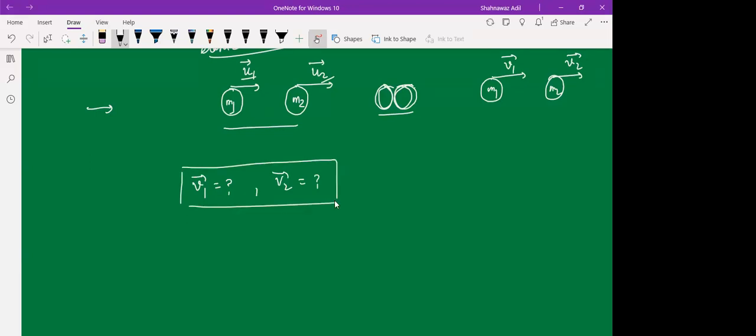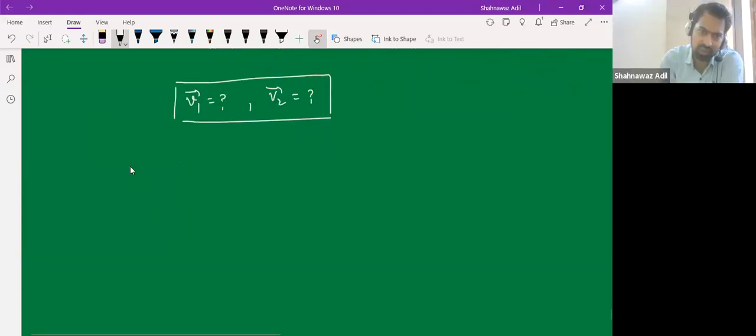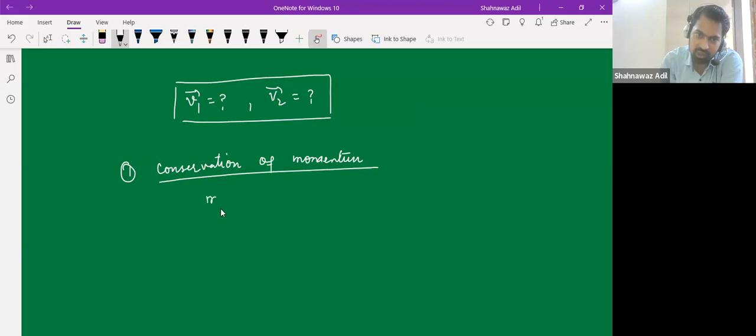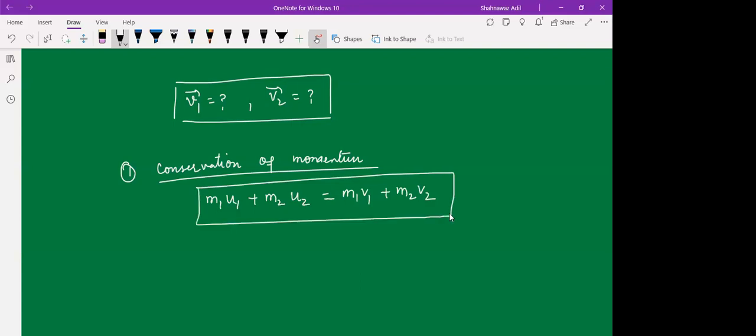What you do is that you first apply the conservation of momentum. So this says that m1 u1 plus m2 u2 would be m1 v1 plus m2 v2. This is the first case.